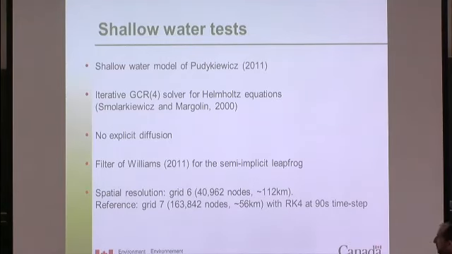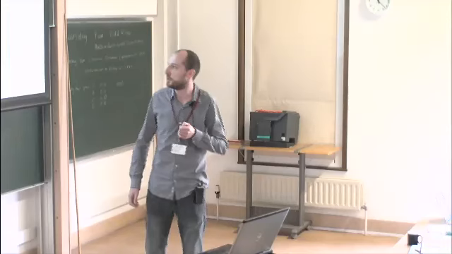Of course, with an implicit scheme, as we all know, we end up with a Helmholtz equation to solve, and for this we use the iterative generalized conjugate residual scheme, the k equals 4 version, which is described in Smolarkiewicz and Margolin in 2000, and it's used in a number of other papers. In all these runs, we use no explicit diffusion.